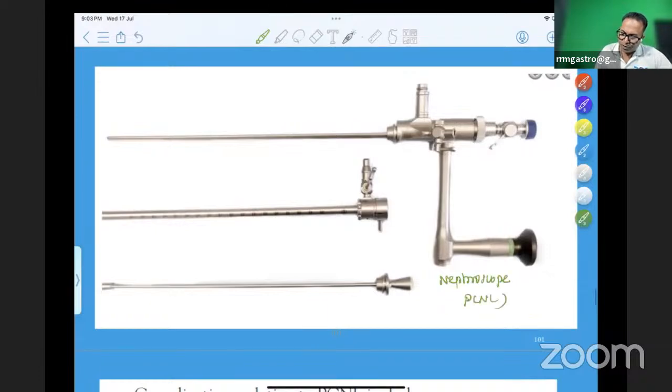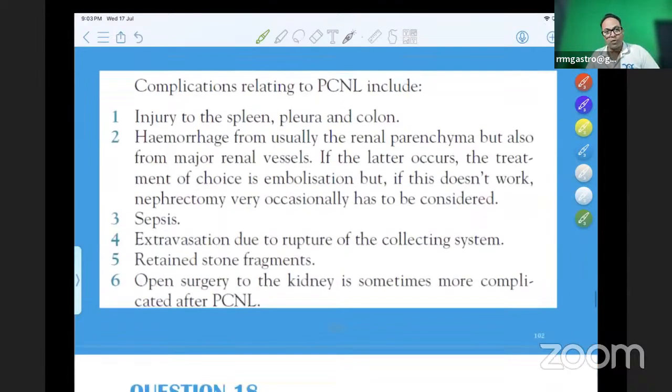So what is the use of this scope? This scope is a single hole we are going to enter inside, and through this I can see the eyepiece, and through this I can operate. So with one hole, I will remove the stone. This is the nephroscope from Bailey Law.